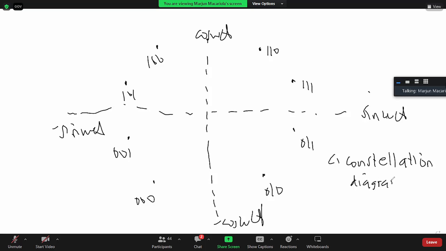Constellation diagram. Okay? So take a picture of it or a snapshot.